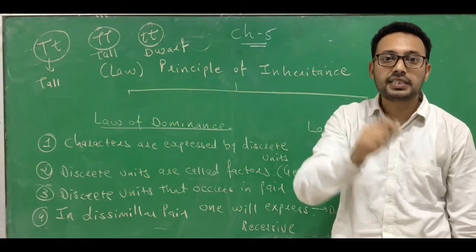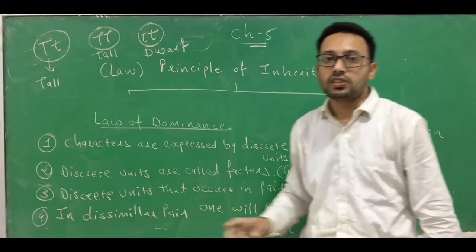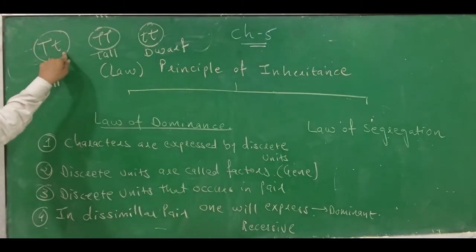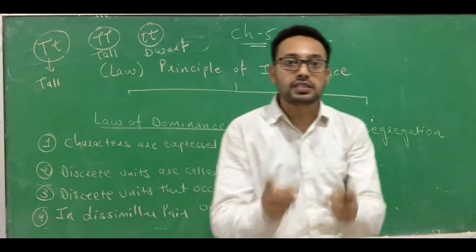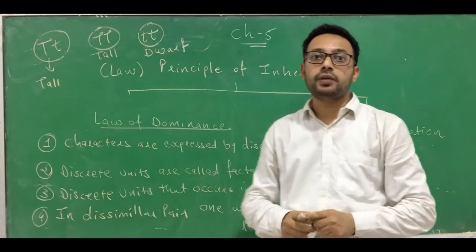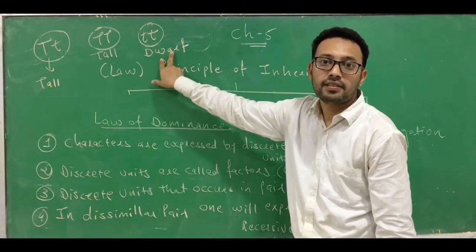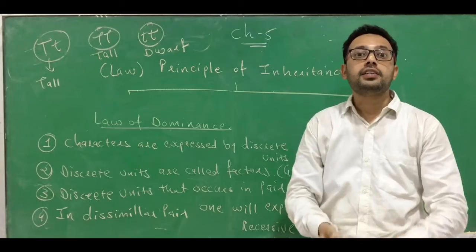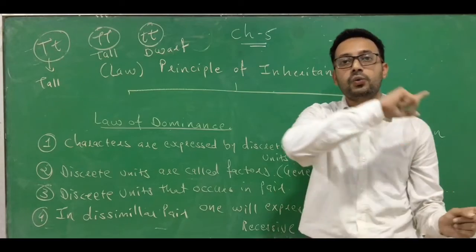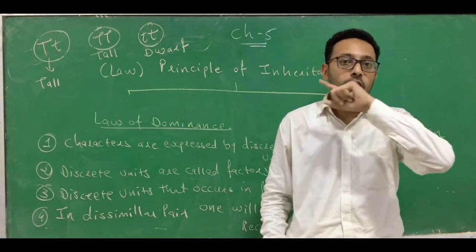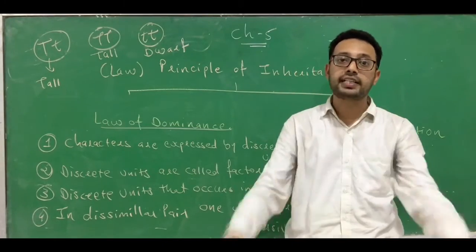Remember, a recessive character will not express in the presence of a dominant character. So this is a recessive character, small t, that cannot express in the presence of a dominant character. A recessive character will only express when the dominant is absent. Like this is a recessive. Here it can express dwarf, but only when the dominant, capital T, is absent. Remember, when a dominant is present, the dominant is always expressed. When the dominant is absent, then and only then will the recessive express; otherwise the recessive cannot express.